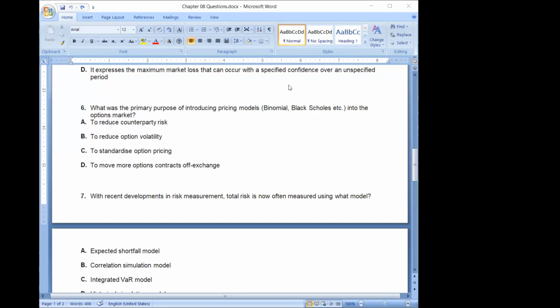So the options are: to reduce counterparty risk, to reduce option volatility, to standardize option pricing, to move more options contracts off exchange. If you look at A and B, that is none of the stock market's problem, because the market is there to facilitate transactions. The players in the market will take care of the risk. So A and B mostly have to do with risk management. But the correct answer is C, right? The market introduces procedures to standardize. D, to move the options contracts off exchange. No, the market would not do things to take the players out of the market, right? They will keep them within this. So the correct answer is C.